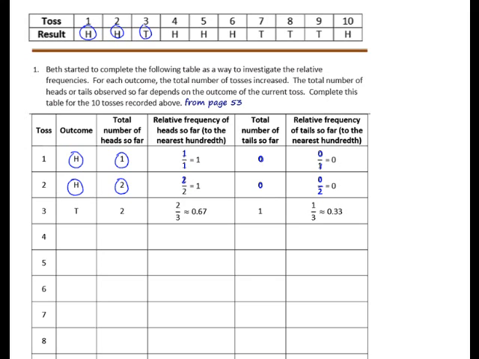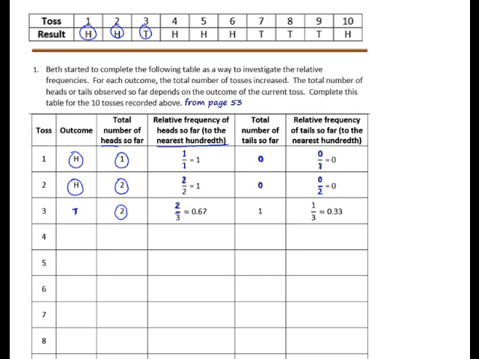Toss 3, we have tails. So the outcome is tails. The number of heads so far remains at 2. So we have 2 heads divided by 3 tosses, and 2 divided by 3 rounds to 0.67. We're going to be rounding today to the nearest hundredth.